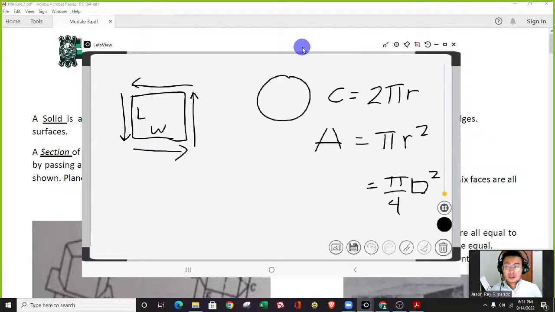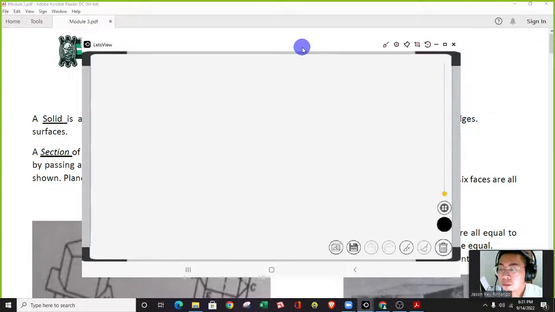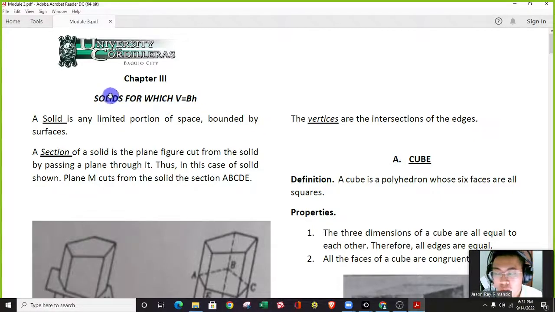So that was our topic last meeting, or your module 2, area and perimeter. Now we will talk about your volume, or solids. Ano nga ba yung solids? Kung sa area 2D, dito is 3D, 3-dimensional. Solid is any limited portions of space bounded by a surface.